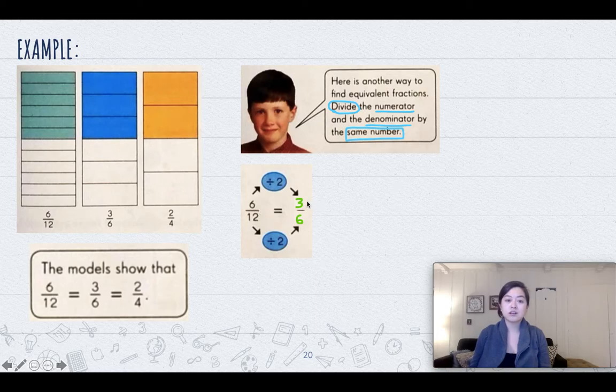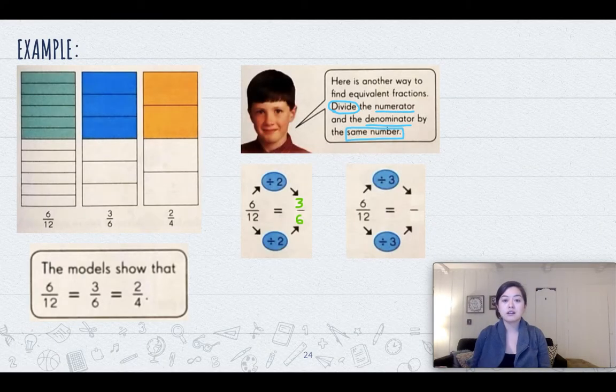Are 6/12 and 3/6 equivalent fractions? Let's look at the models. Well, there's 6/12. Here's 3/6. They show the same parts of the whole. Yes, they are equivalent fractions. Let's look at another example. Let's divide the numerator here by 3 and the denominator here by 3. So 6 divided by 3 is 2, and 12 divided by 3 is 4.